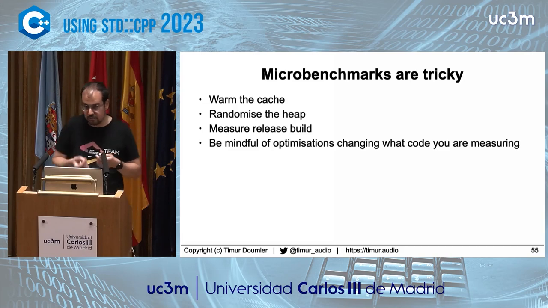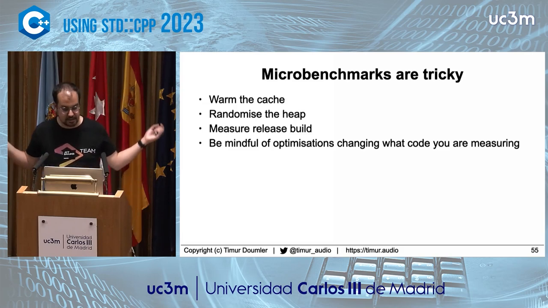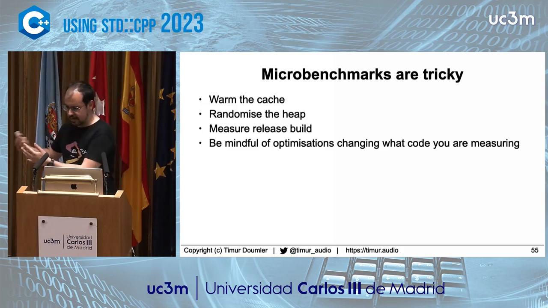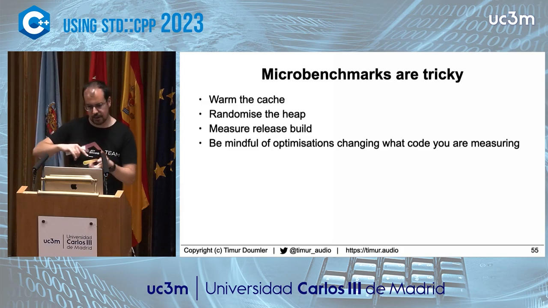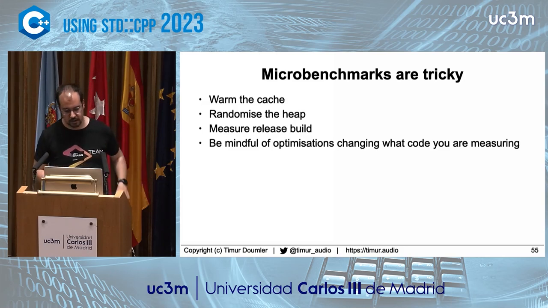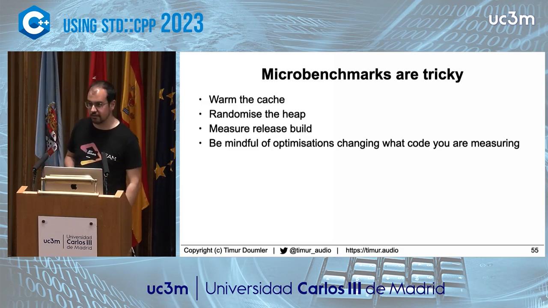You should measure a release build, the optimized build, because otherwise you really don't know what it's doing. But you should also be mindful that if you don't measure the actual code, but just an isolated piece, there might be optimizations happening that change what the code is actually doing. So again, you're not measuring the actual code that you want to measure. Micro benchmarks are a can of worms, very tricky to get right.